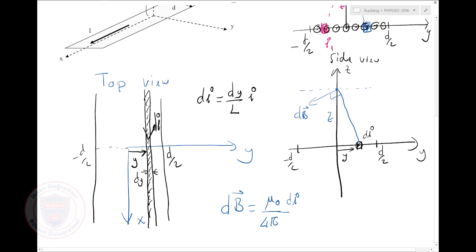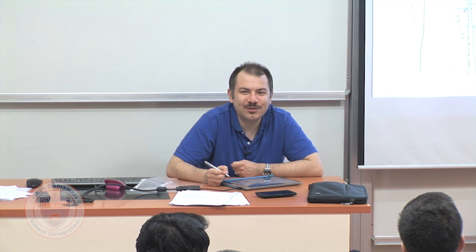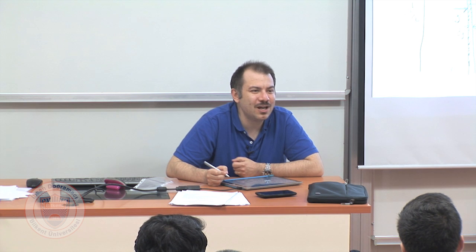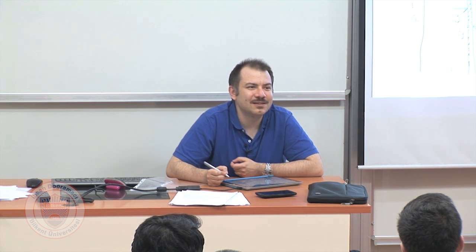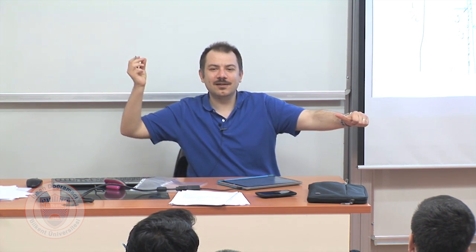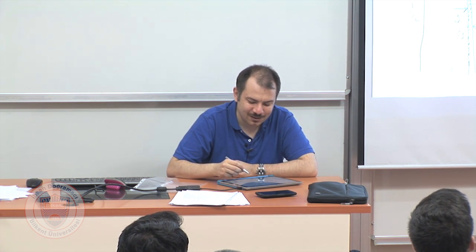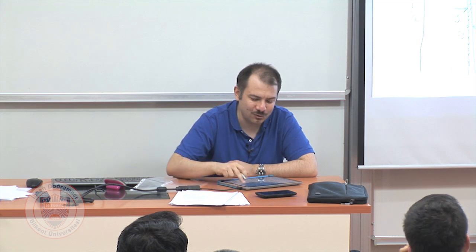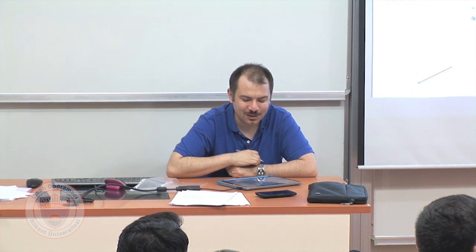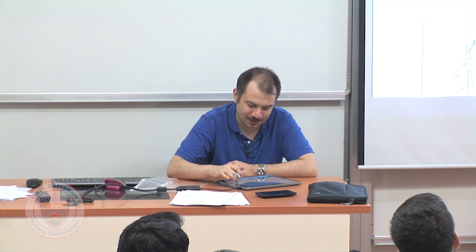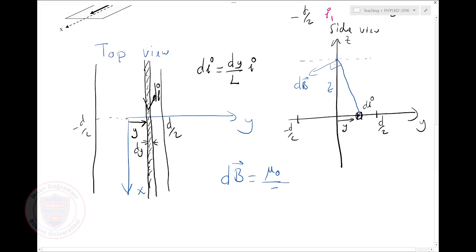What was the next part? Good. But do I need to write the Biot-Savart law? No, I don't need the Biot-Savart law. Why? Because I have already calculated the field of a line, of the wire. What I actually need to use is the formula here: mu 0 over 2 pi r.